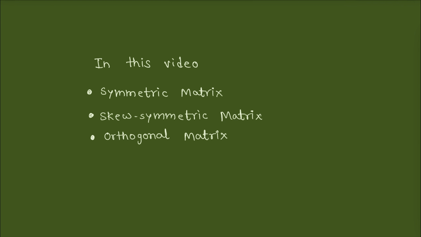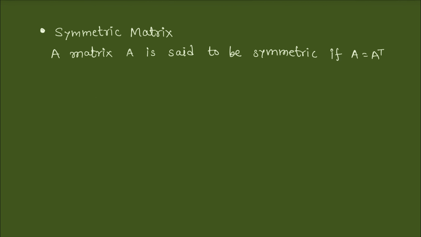In this video, we are going to learn symmetric matrix, skew-symmetric matrix, and orthogonal matrix. Let's start with symmetric matrix. A matrix A is said to be symmetric matrix if A is equal to A transpose.